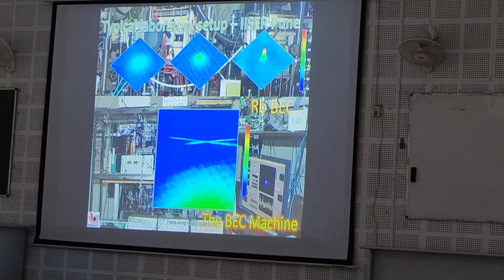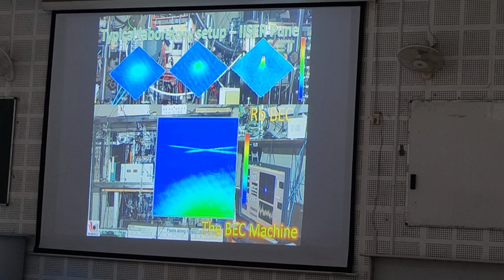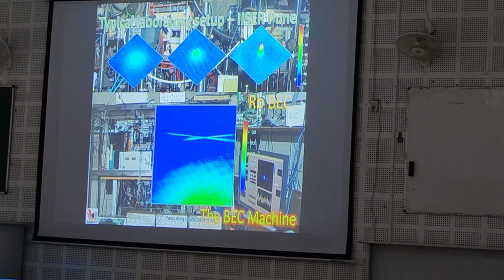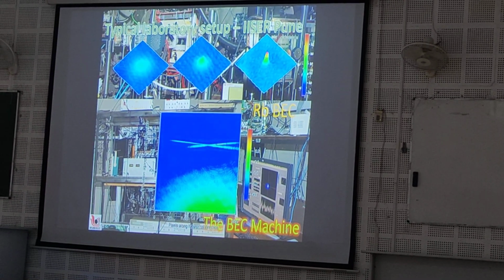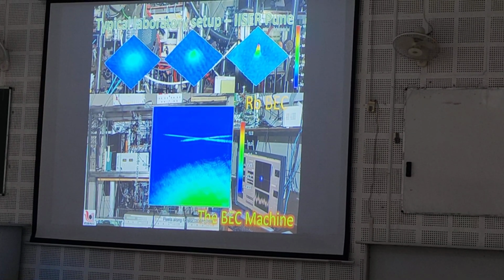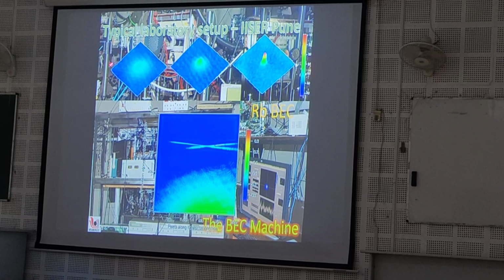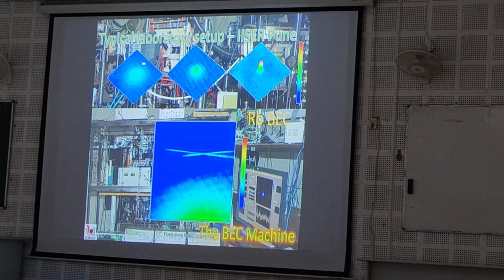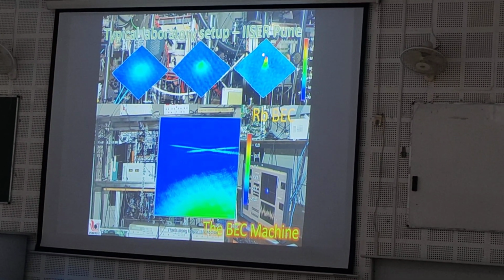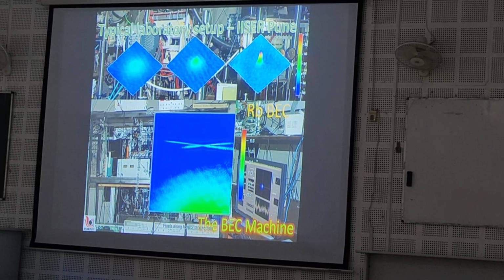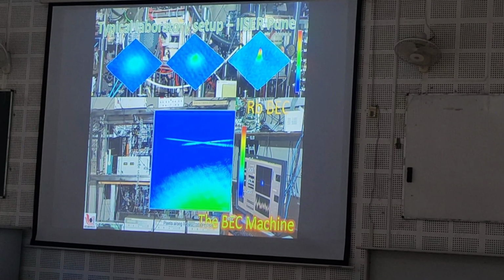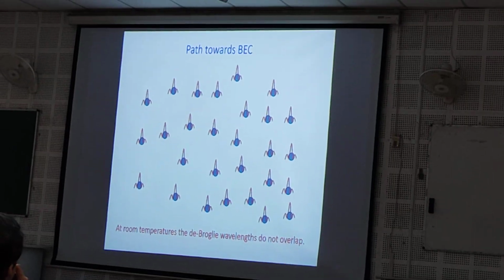So that is a signature of whether your cloud has undergone a phase transition to Bose condensation or not. So this is what we use. So here is what you see here. There is an almost symmetric expansion, and here there is an asymmetric expansion of the cloud once we turn off the trap. I will show you how we make the Bose condensate.